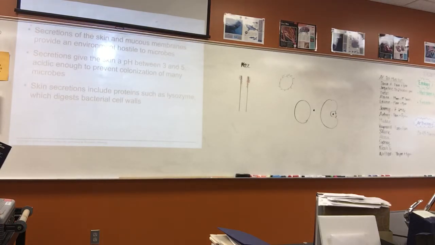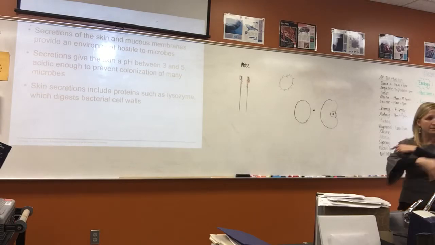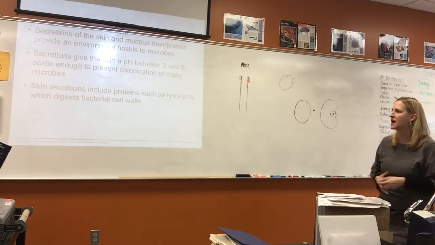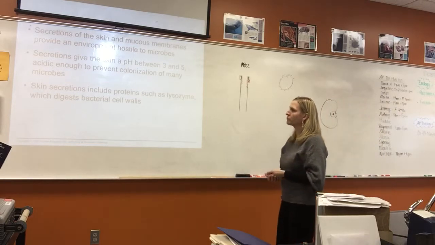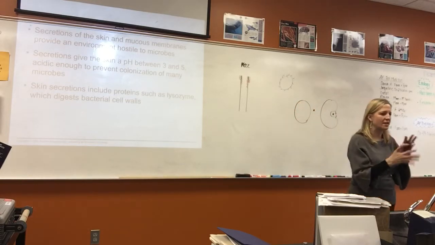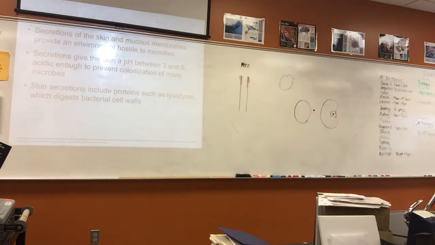All right. Also, we have skin secretions. Secretions of the skin, and also your mucus, are important. They provide an environment that's hostile to microbes, so microbes don't want to live there. Secretions give the skin a pH between 3 and 5, which is acidic enough to prevent colonization of many microbes, so we don't get microbes and bacteria growing and colonizing on our skin. Doesn't mean they can't stay there for a while, but they're not going to live and divide and make lots of bacteria there.